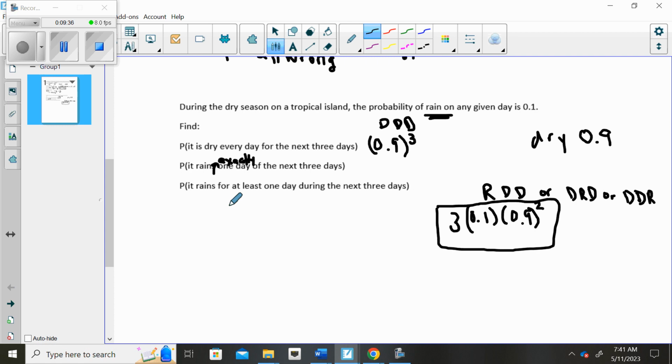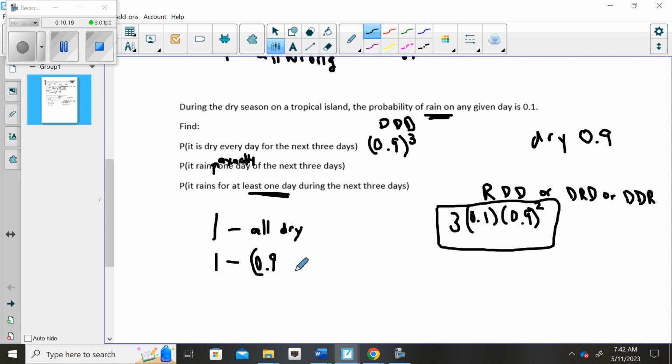So it rains at least 1 day during the next 3 days. Okay, so again, what does it mean if it doesn't rain at least 1 day? Right, that would have meant that the opposite of that, if it doesn't rain at least 1 day, then it was all dry. And we didn't find the probability. Oh, yes, we did. We did find the probability that it is dry for the next 3 days. Okay. So I could simply do this.